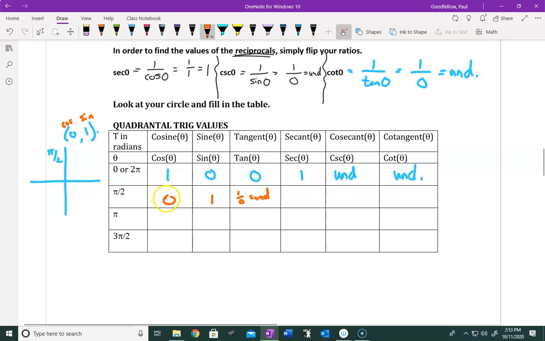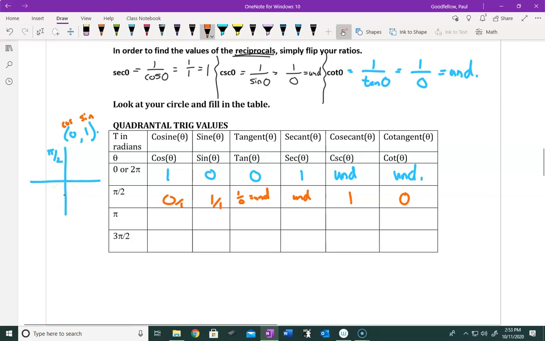Secant would be the reciprocal of cosine, which is 0 over 1, flipped over would be undefined. Cosecant would be the 1 flipped over, which would be 1. And cotangent would be the tangent flipped over, which would be 0 over 1, which would be 0. Okay, so sometimes it might be helpful to actually write these as their radius things here, like this is over 1, this is over 1, and so forth. If you can see it that way, it makes the reciprocals a little bit easier.